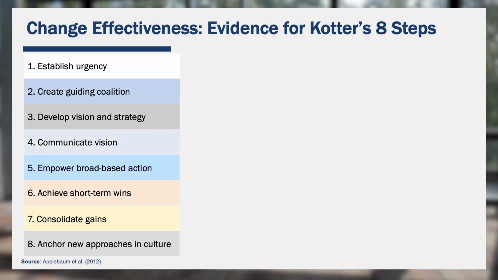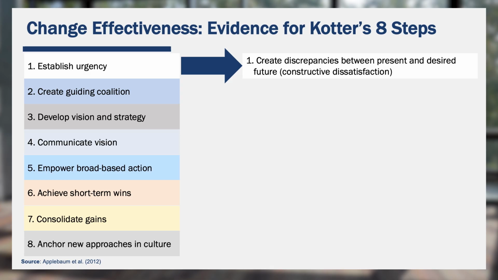Kotter's 8 steps for effective change are widely used and cited. A recent review of research has shown some support for each step. Let's take a quick look at each. First, establishing urgency means creating discrepancies between the current and desired future state of the organization in ways that lead people to be dissatisfied with the status quo, what we call constructive dissatisfaction.